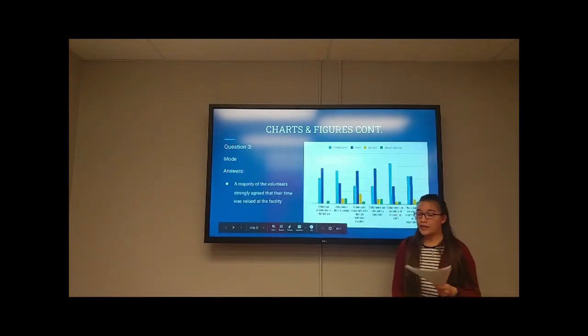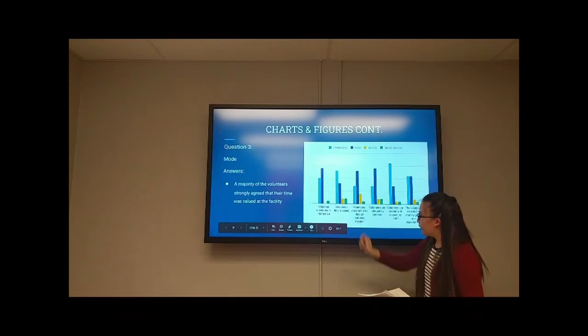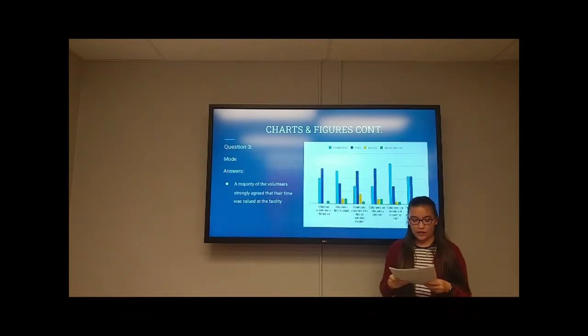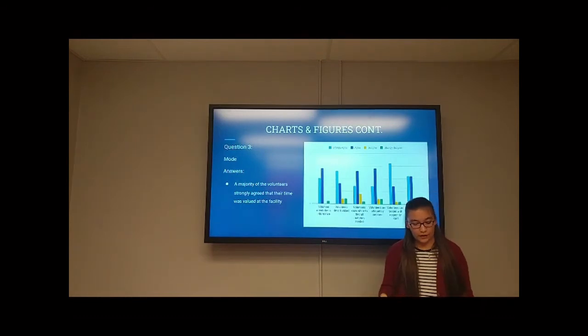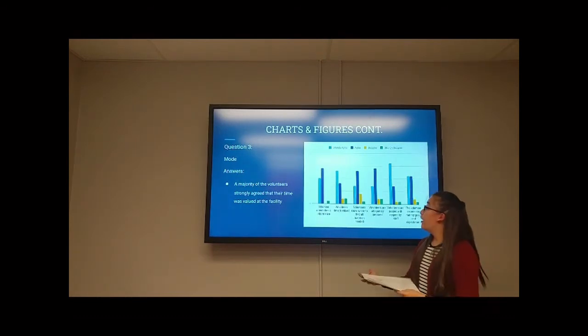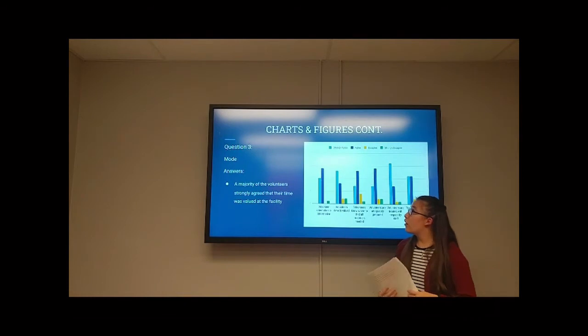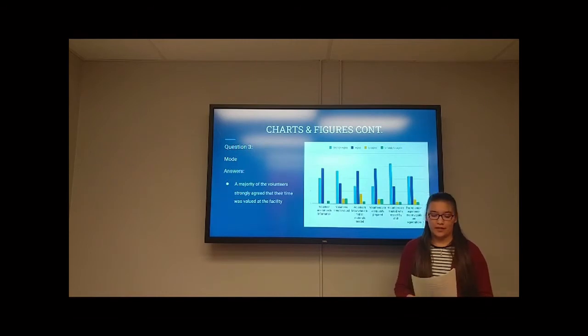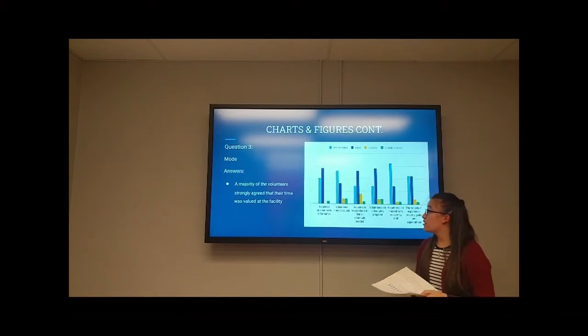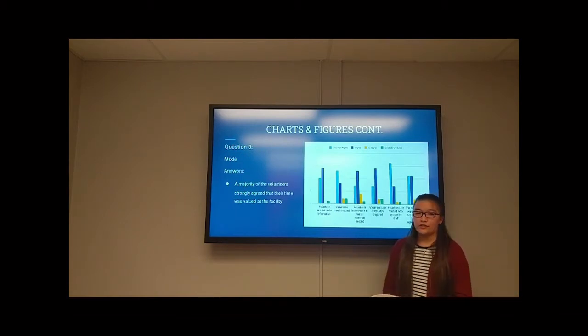So for question three, in the second column right here, we asked about whether or not the volunteer's time is valued. On this section of our chart, we found that 13 strongly agreed that the volunteer's time is valued. On this particular question, we also found that two individuals disagreed with the statement and two people disagreed strongly with the statement.